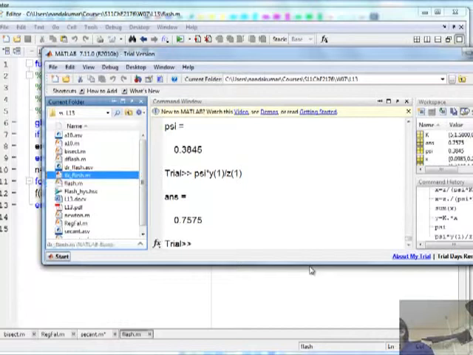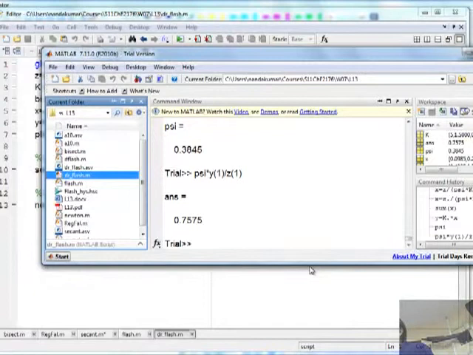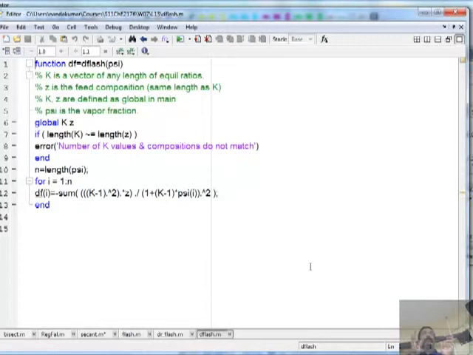No, that's not the one I want. That's a driver that calls both. Let me just see. It's called B flash. So this is the main difference from the previous algorithm. This is now calculating the derivative of that flash function.